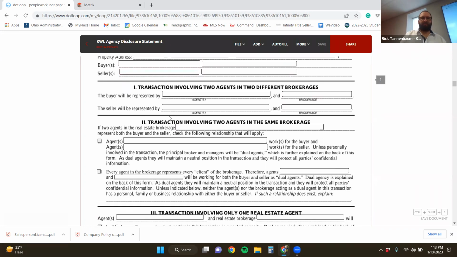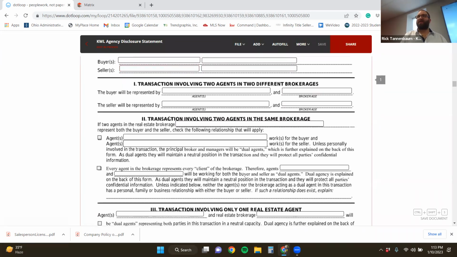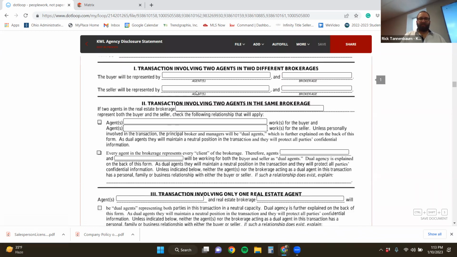Then we need to pick one of three sections. Section 1 is what I think we use most commonly. Section 1 is 2 agents from different brokerages. So if the listing agent is from anywhere other than Keller Williams Living, that means if they're another Keller Williams brokerage, because we're independently owned and operated, so if it's another KW office, we still use section 1 because we're 2 separate brokerages, right?